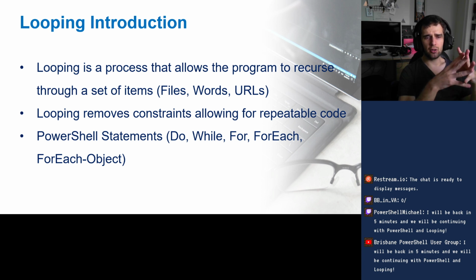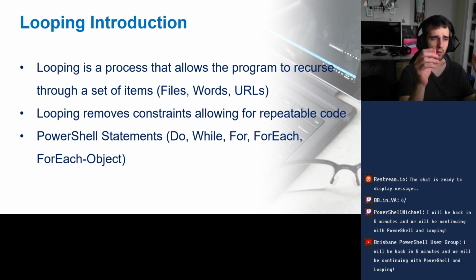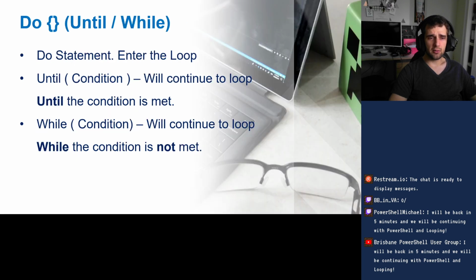In PowerShell, there's a couple of statements that we have. We've got the do loop, the while loop, the for loop, the foreach loop, and then the ForEach-Object loop. So we've got five of them. We're going to be looking at them all equally, and we're going to be looking at some fun little shenanigans as well. So let's get stuck into it.